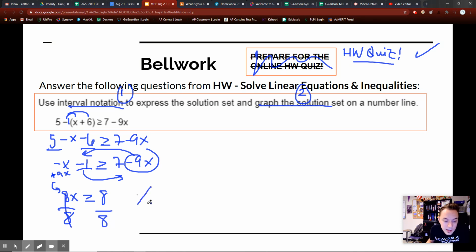Class, am I dividing by negative here? Your answer should say no. Okay, you're not dividing by negative or multiplying by negative, so you don't need to change the sign at all. This is my answer. Okay, x is greater than or equal to 1.